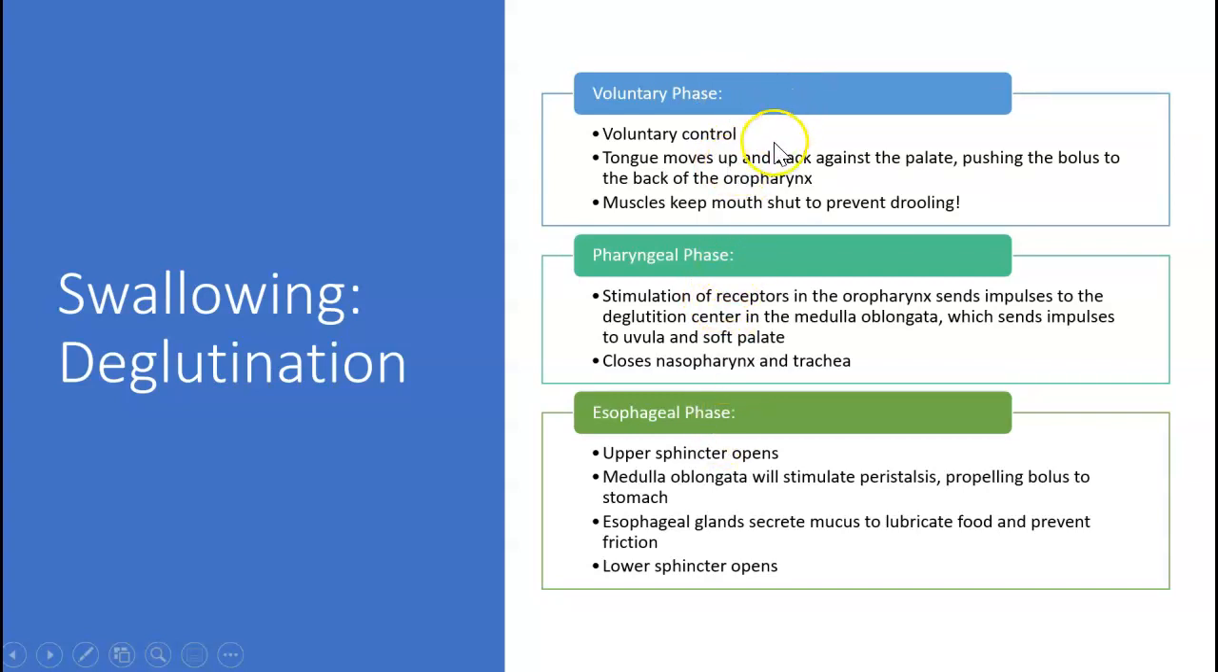During the voluntary phase, which is under voluntary control, hence its name, the tongue moves up and back against the palate. It pushes the bolus to the back of the oropharynx. At the same time, the muscles around your lips and mouth shut to prevent you from leaking out food or liquid. We don't want to have a drooler, right? After that is the pharyngeal phase.